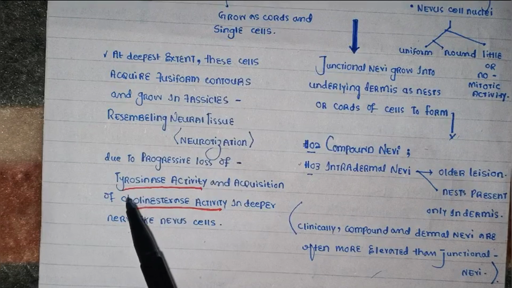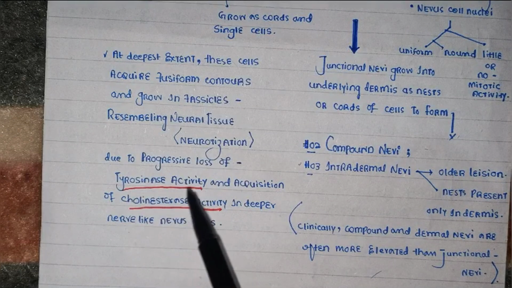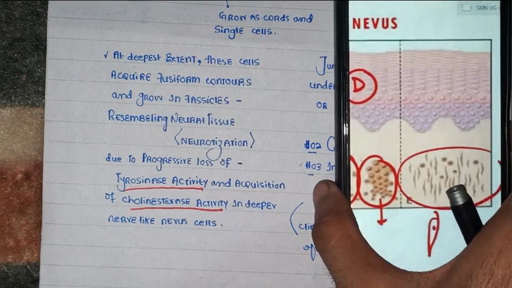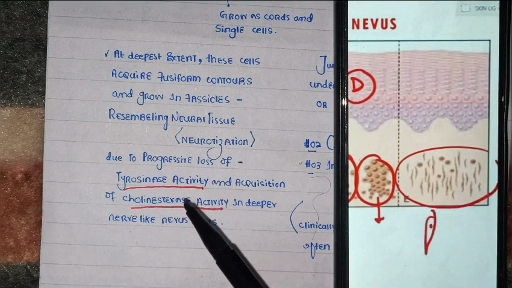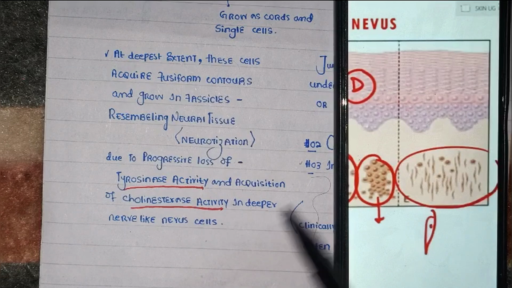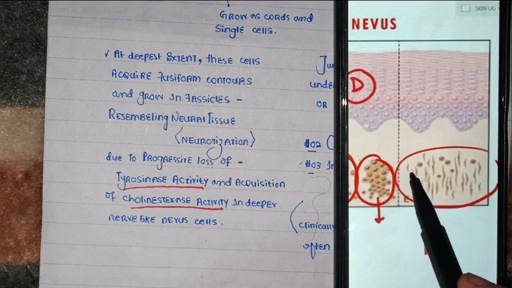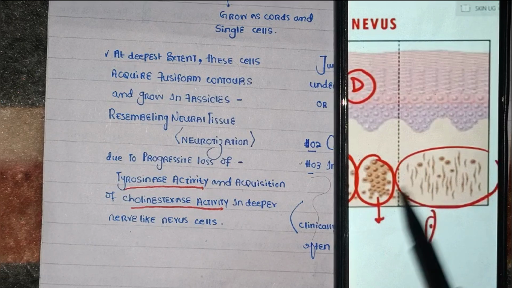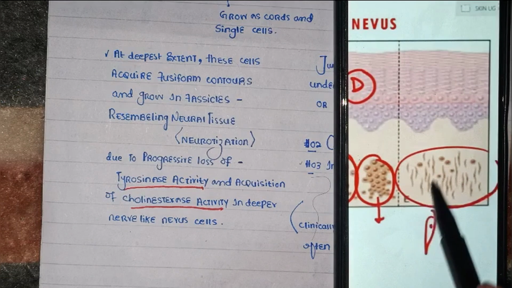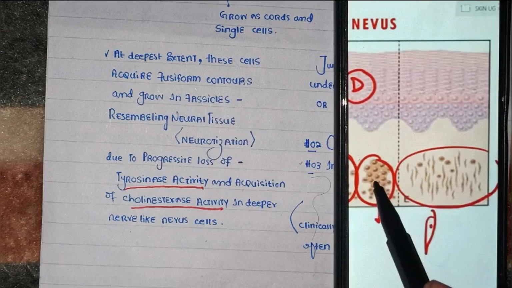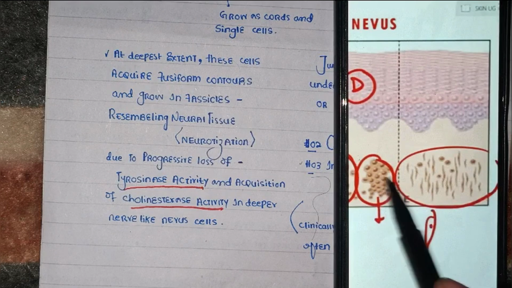So due to the loss of this tyrosinase activity and acquisition of cholinesterase activity in the deeper nerve-like cells, what change has occurred? The cells from this shape have turned into this nerve vesicle-like shape. This is called neurotization, and this occurred due to loss of tyrosinase activity in these cells and gain of cholinesterase activity.